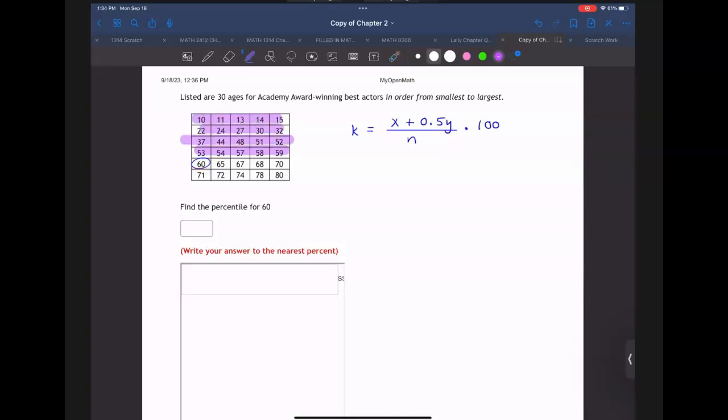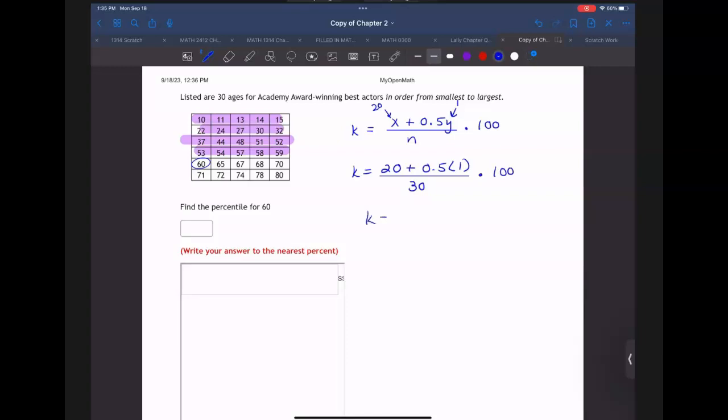So I've got 5, 10, 15, 20 values are less than 60. So that's going to be my X. Now Y is how many 60s are there? Well, there's only one 60 in my list. So my Y should be 1. So K here will be 20 plus 0.5 times 1 divided by the sample size, which here is 30, and then you're going to multiply that by 100.